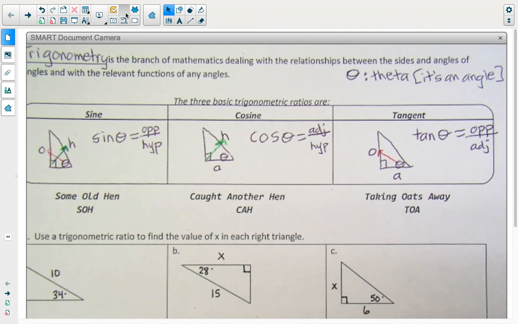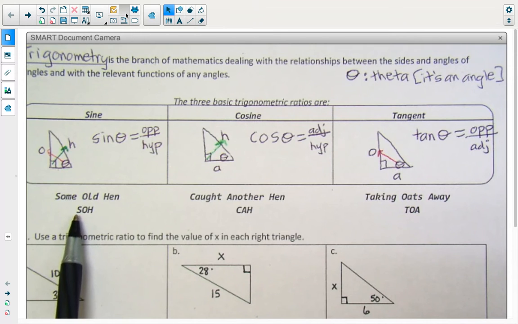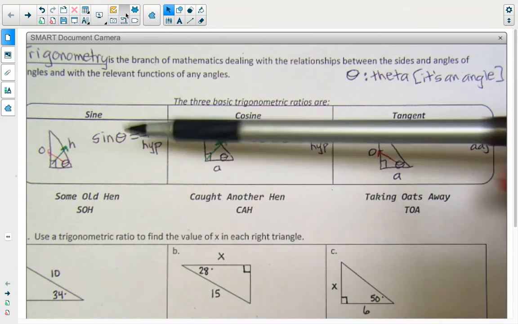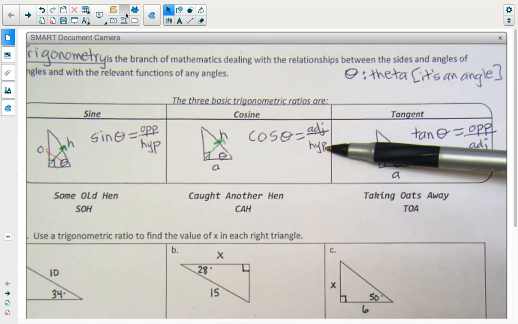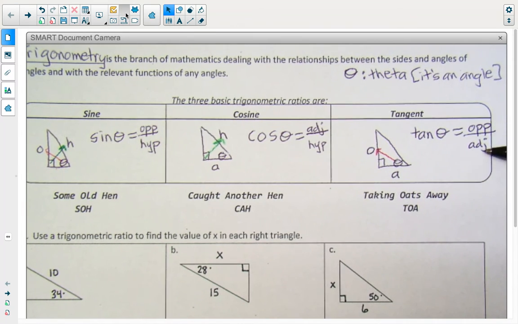If you want to make up your own acronym for what the S, the O, the H, etc. stand for, knock yourself out. Just make sure you find some way to remember that sine is opposite over hypotenuse, cosine is adjacent over hypotenuse, and tangent is opposite over adjacent.